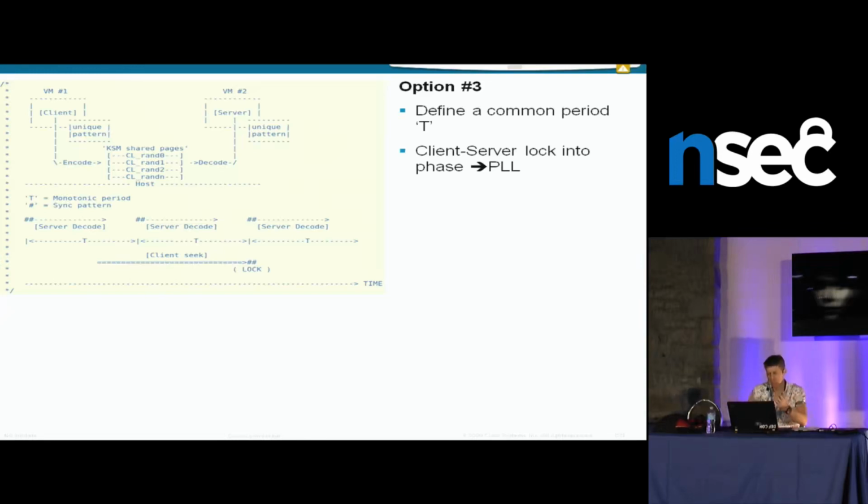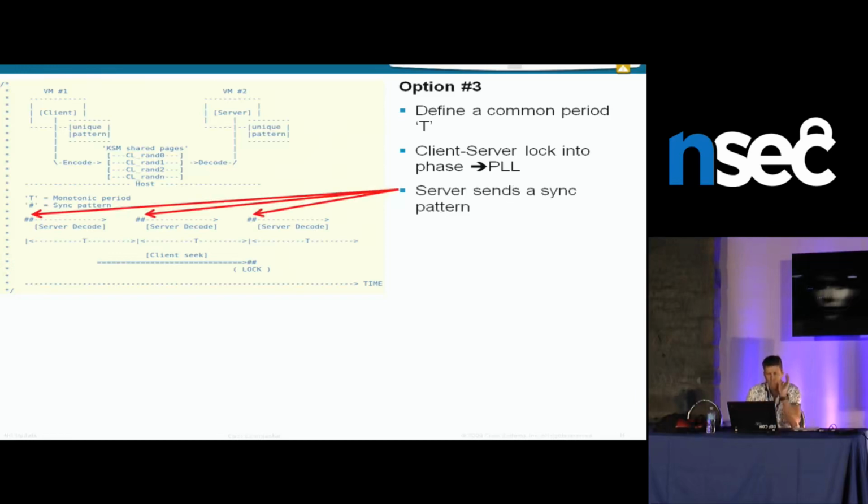So this one basically implies that client and server agree on a common period, okay, T. And we set it up so that the client and the server lock into phase using a phase lock loop algorithm. So the idea is you have a server, it's in your backdoor VM, it's running, and it sends a sync pattern at regular interval that you have predefined. And then this sync pattern is really like what you find in vertical TV, like vertical sync, for those of you who have seen that before.